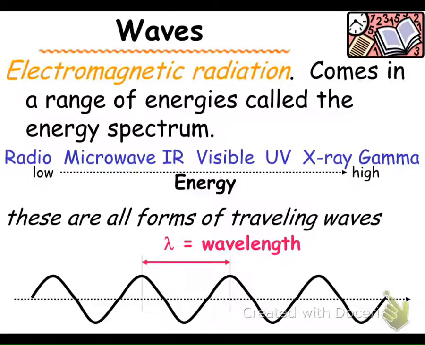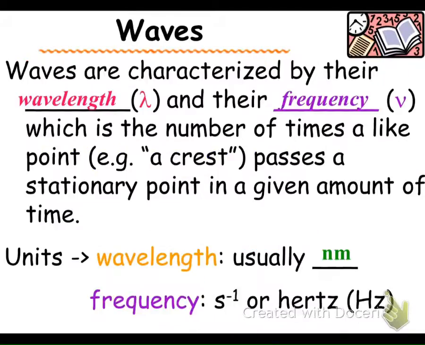traveling waves. And we measure wavelength with this sign right here, and we measure it from crest to crest or valley to valley. Waves are characterized by their wavelength and their frequency, which is the number of times a like point, so for example a crest, passes a stationary point at a given time. Wavelength is usually measured in nanometers, and frequency is usually measured in hertz.